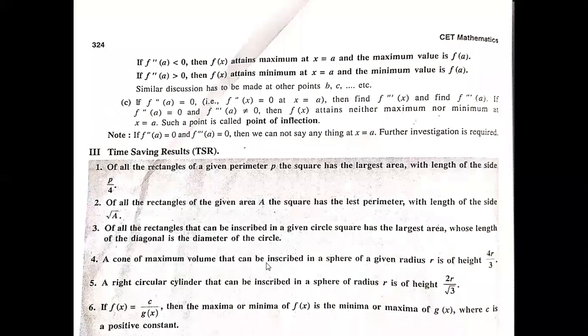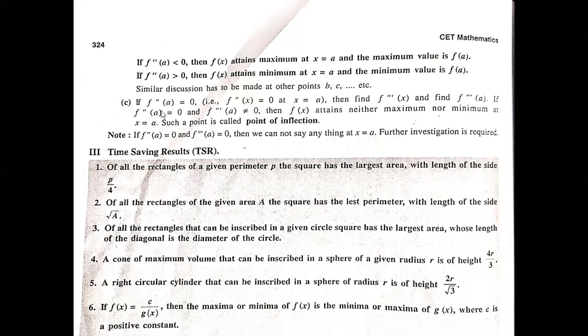If f double dash a is less than 0, then f of x attains maximum at x is equal to a, and the maximum value is f of a. If, after substituting the critical points in the second derivative, f double dash a is greater than 0, then we say that f of x attains minimum at x is equal to a and the minimum value is f of a.